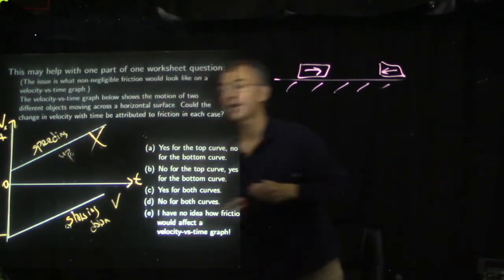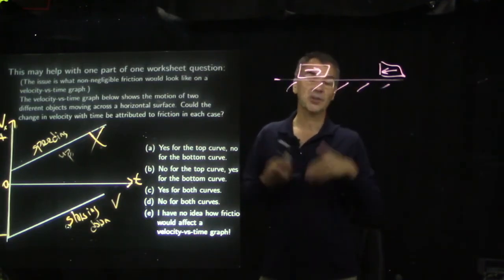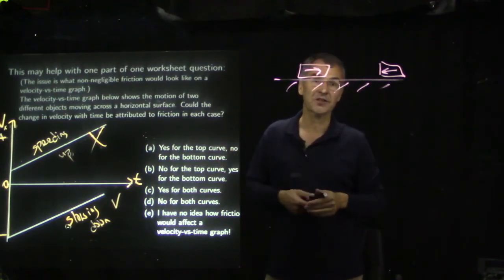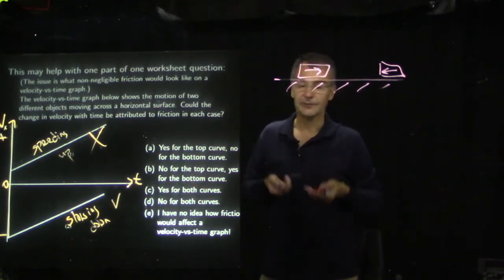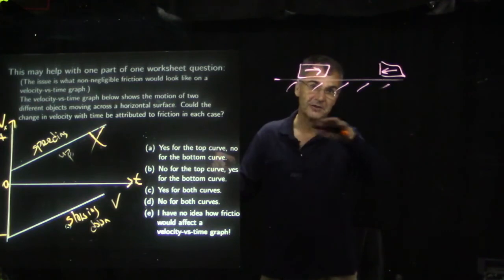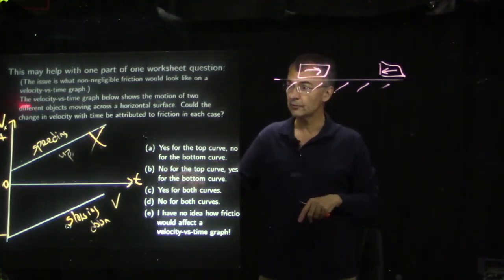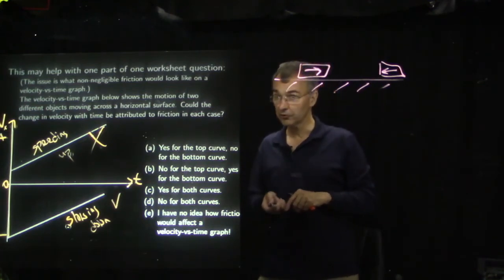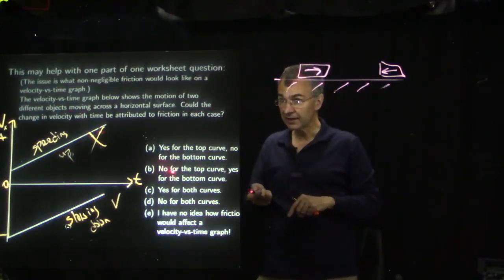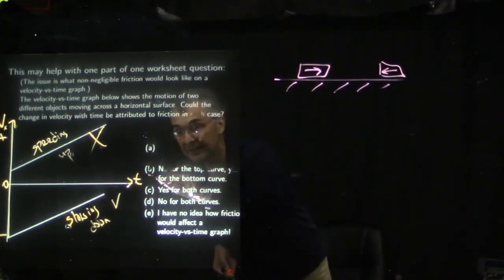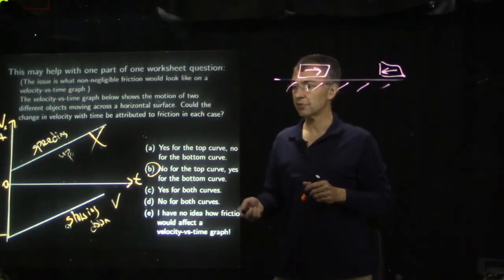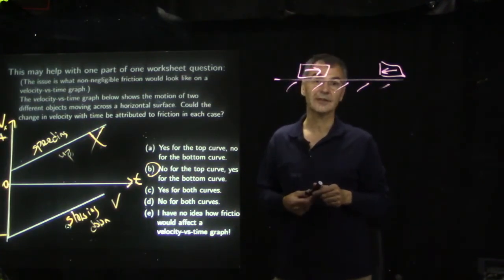So friction is not going to cause something to speed up, except in the weird case where you drop it onto a conveyor belt and then it catches up to the conveyor belt. But again, if you're talking about an object sliding across a stationary surface, friction will cause something to slow down. It will not cause something to speed up. So I would say no for the top curve, yes for the bottom curve. So I think I like B here. So this could be attributed to friction, because friction can slow something down. That's all.